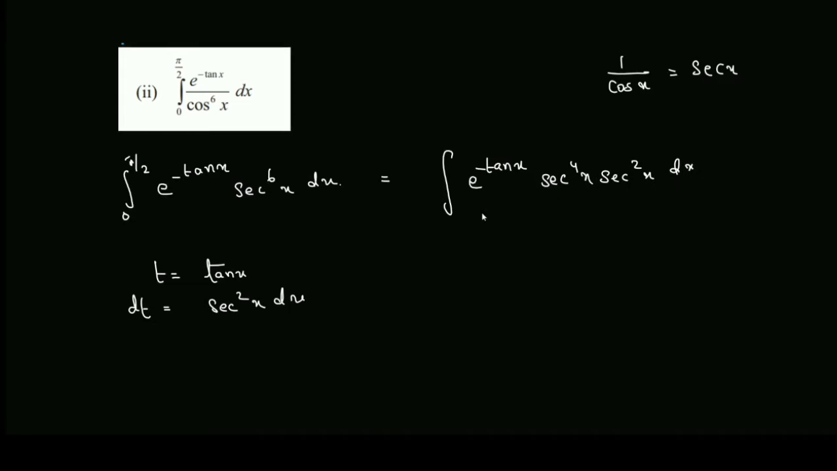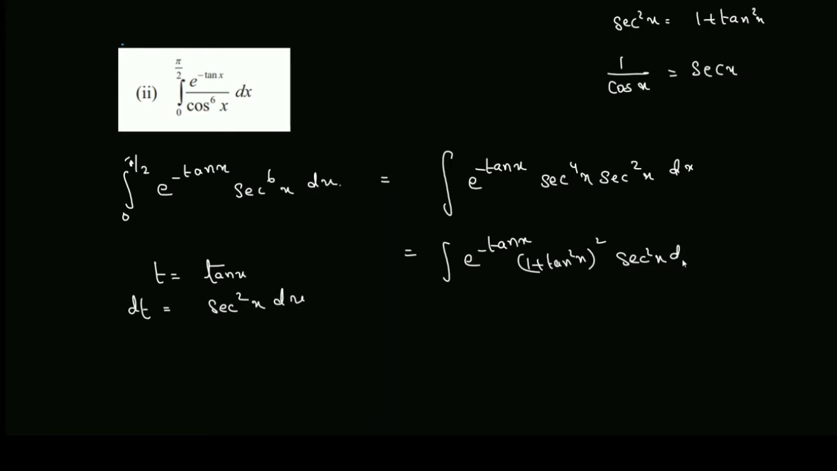Now this tan x, again you can write this as e power minus tan x. We have learned an identity, secant square x is 1 plus tan square x. So secant power 4 will be 1 plus tan square x the whole square, into secant square x dx.